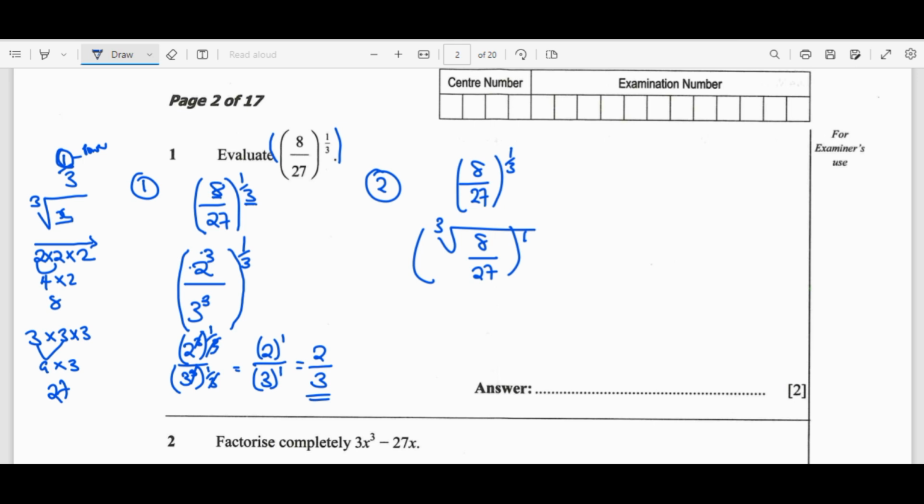In this case, you find a number which will multiply itself 3 times to give us 8. That number is what? We said it is 2. So 2 over, and then the number which can multiply itself 3 times to give us 27, that is 3. And then if you want, you can raise it to the power 1, which is equal to 2 over 3. So you can use the first method or the second method. It depends on which one is easy and simple for you.